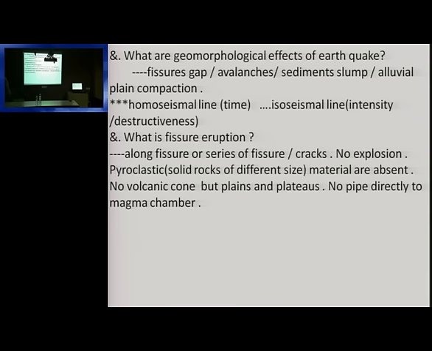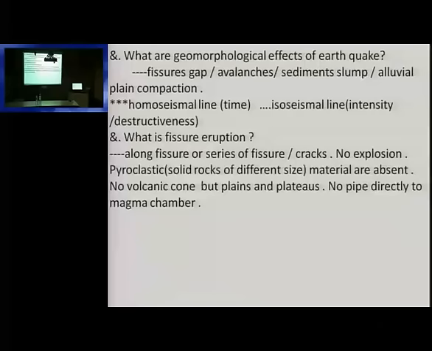Now, we know soil consists of liquid, solid, and gas. Now, there is a liquid that is present in the soil. Because of the earthquake, there will be vibration created here. When vibration is created, compaction will take place. When compaction takes place, the water molecules or water particles inside the soil will be ejected out.